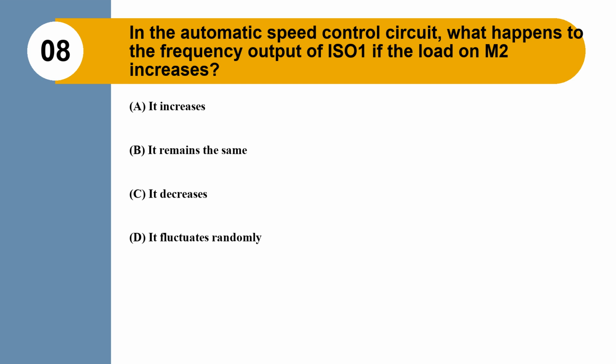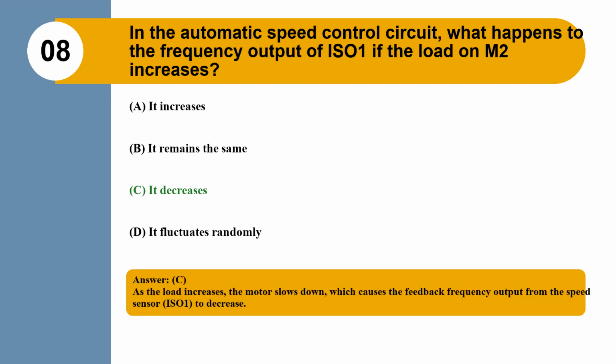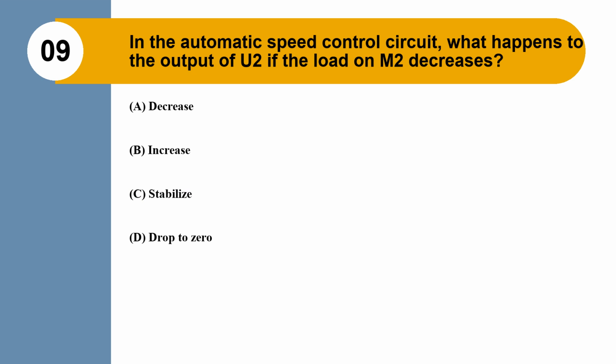Question 8. In the automatic speed control circuit, what happens to the frequency output of ISO1 if the load on M2 increases? Option A, it increases. Option B, it remains the same. Option C, it decreases. Option D, it fluctuates randomly. The correct answer is option C, it decreases. As the load increases, the motor slows down, which causes the feedback frequency output from the speed sensor, ISO1, to decrease.